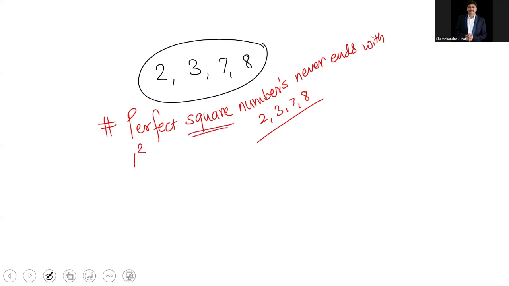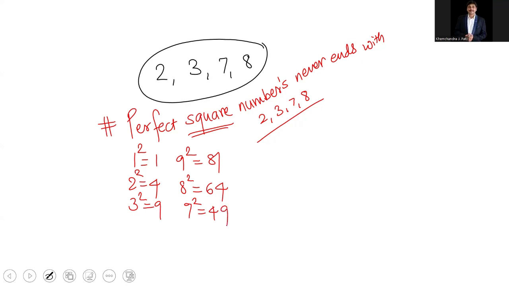देखो 1 का स्क्वायर 1 होता है, 9 का स्क्वायर 81 होता है, 2 का स्क्वायर 4 होता है, 8 का स्क्वायर 64 होता है, 3 का स्क्वायर 9 है, 7 का स्क्वायर 49 है. Okay, now 4 square is 16 और 6 square is 36 और 5 का square 25 है. कहीं नजर आया आपको? Have you come across 2, 3, 7, 8 in the unit place?